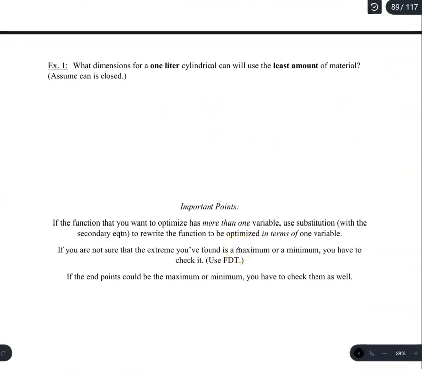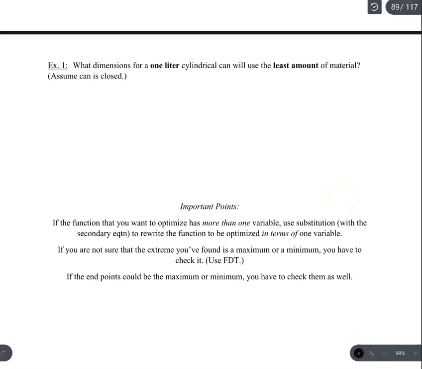All right, let's look at an example. Find what dimensions for a 1 liter cylindrical can will use the least amount of material. Assume the can is closed. Now we're talking about some geometry formulas here, and if there are any specific geometry formulas you need, I will give those to you, so don't worry about that. Let's focus on the process.